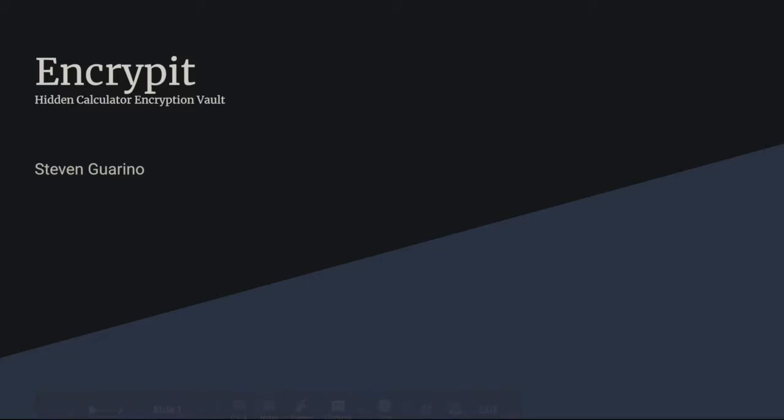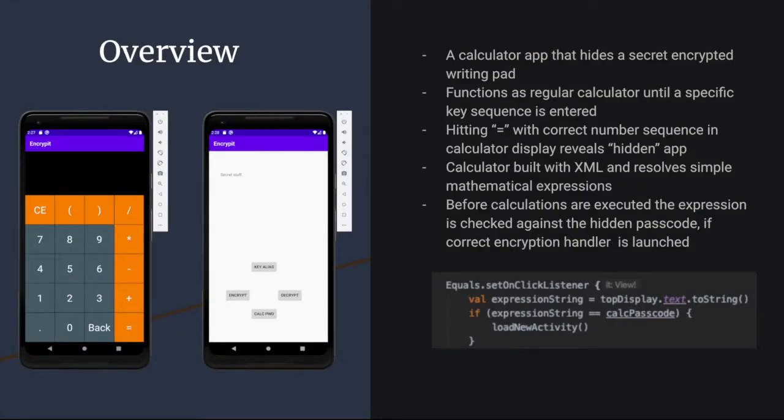Hey guys, this is Encrypit. It's a hidden calculator encryption vault. The calculator operates as a normal calculator would until you enter a specific expression and hit the equals sign, at which time a second activity is launched. This second activity displays a text field that the user can encrypt and decrypt the contents of.